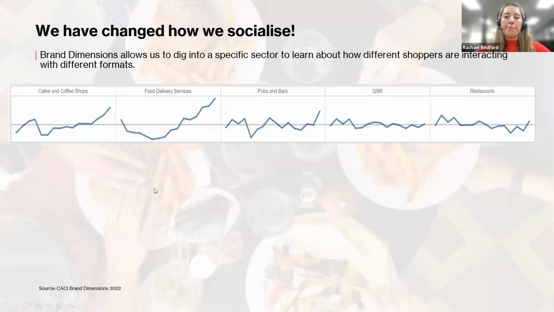Cafe and coffee shops and pubs and bars sales have grown year on year. In contrast, quick service restaurants, QSRs, as well as restaurants have seen declines in sales. As we've come into the winter months, food delivery services have also increased in sales, and we're just going to look into that in more detail.